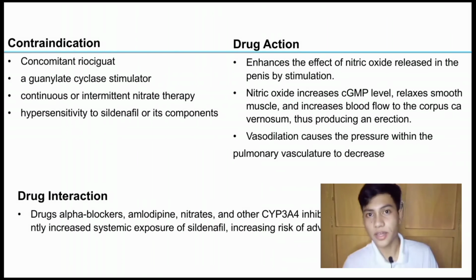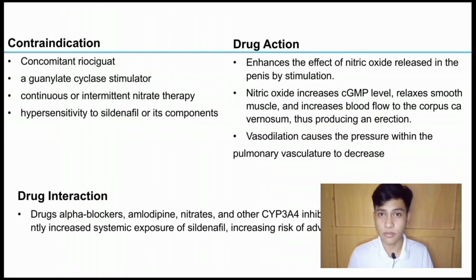For the drug action, it enhances the effect of nitric oxide released in the penis by stimulation. Nitric oxide increases cGMP levels and relaxes smooth muscles and increases blood flow to the corpus cavernosum, thus producing an erection. Vasodilation causes the pressure within the pulmonary vasculature to decrease. For the drug interactions, alpha blockers, amlodipine, nitrates, and other CYP3A4 inhibitors significantly increase systemic exposure of sildenafil, increasing the risk of adverse reactions.